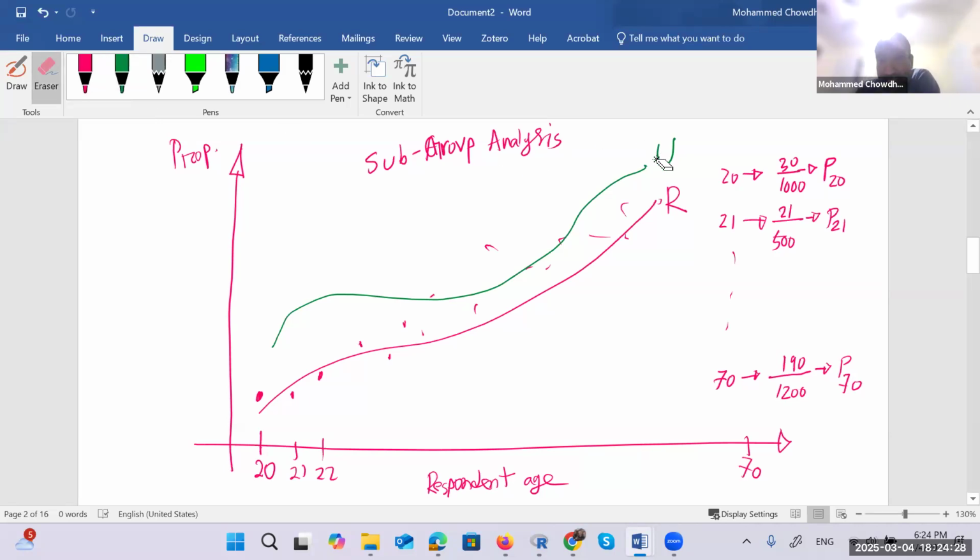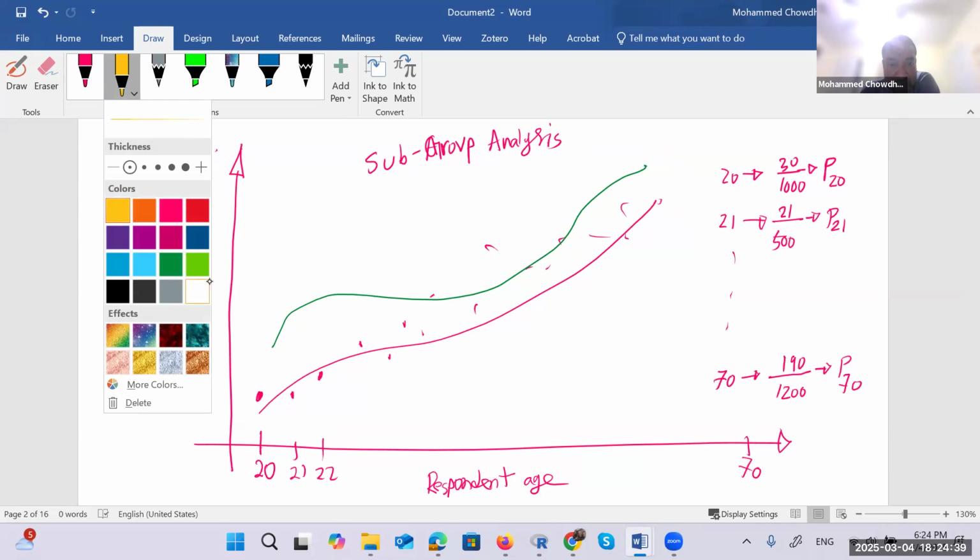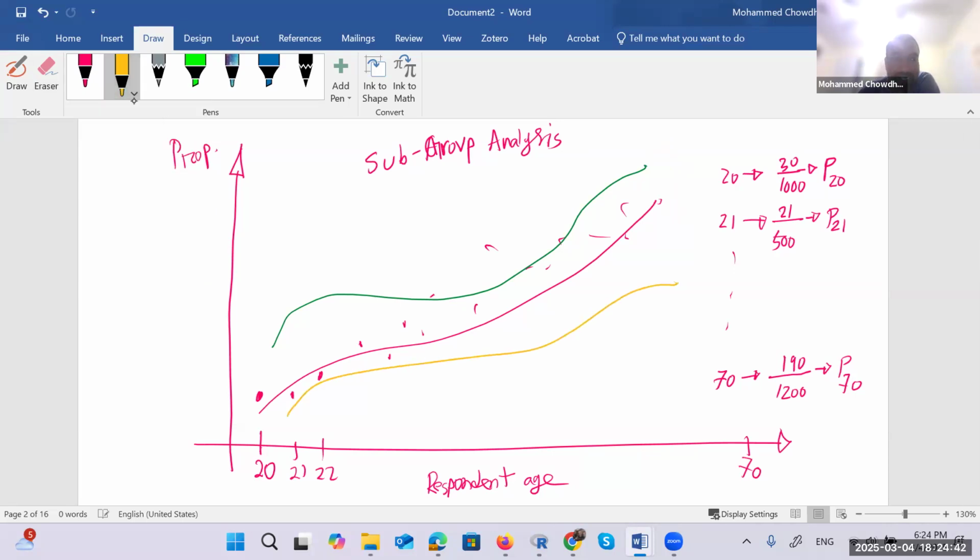Or you can construct it like this. You can construct another one like this. This is for the people with no education. This one is the curve for people with primary education. This one is the curve for people with higher education. Then you can tell that higher education people have a higher hypertension proportion compared to the others. This is done by age.